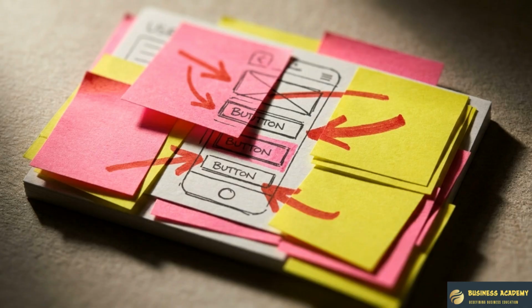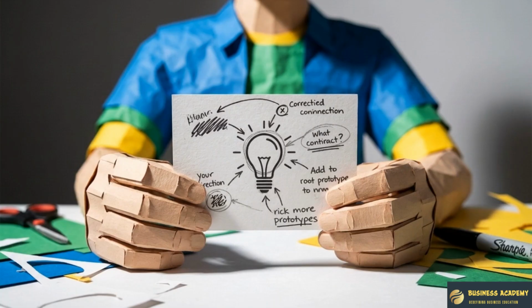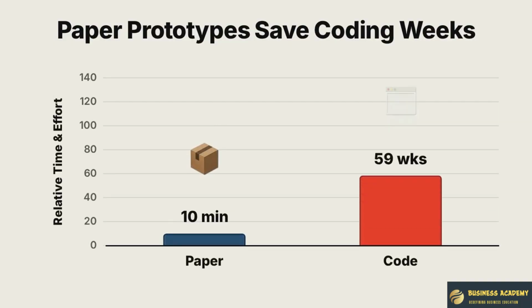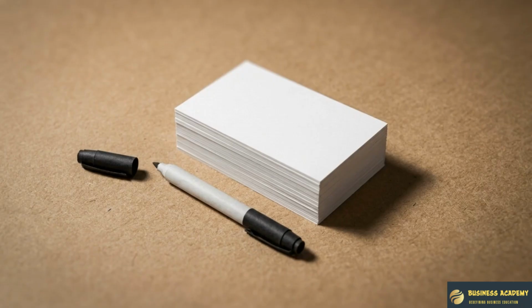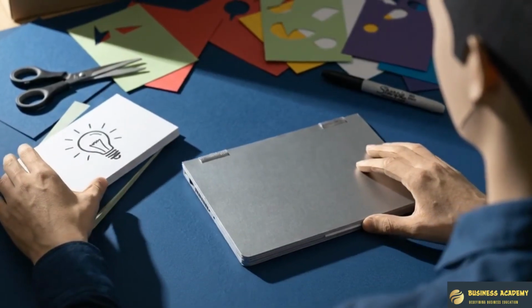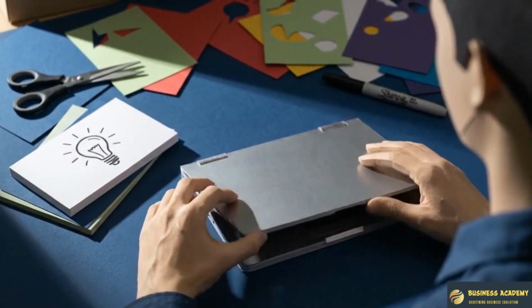The flaws you discovered during this paper test are a major victory. Identifying these errors in 10 minutes saves you from weeks of expensive digital development. Use this feedback to grab fresh cards and build version 2.0. Once a user can navigate your paper prototype flawlessly, you have earned the right to open your laptop and start the digital build.